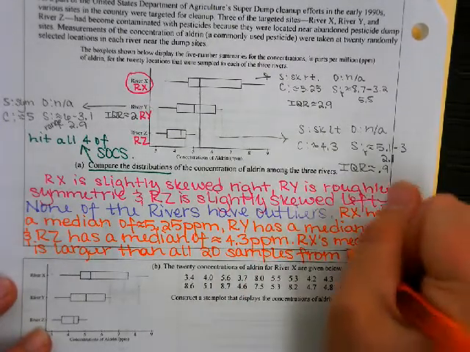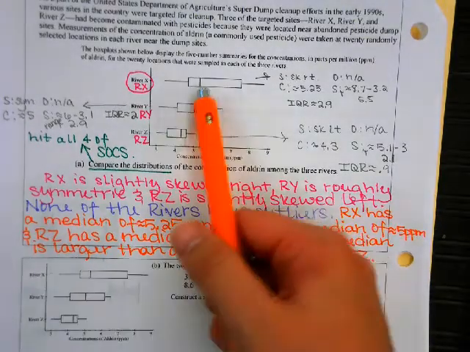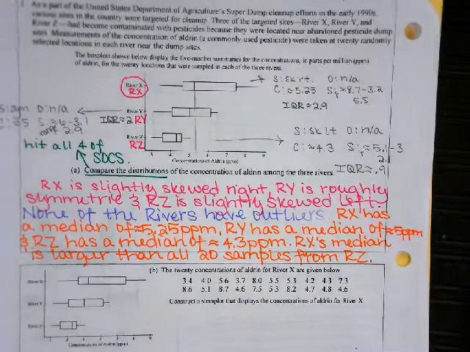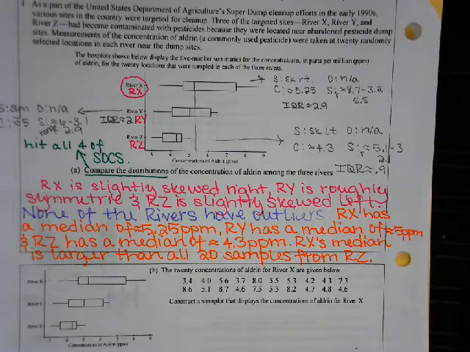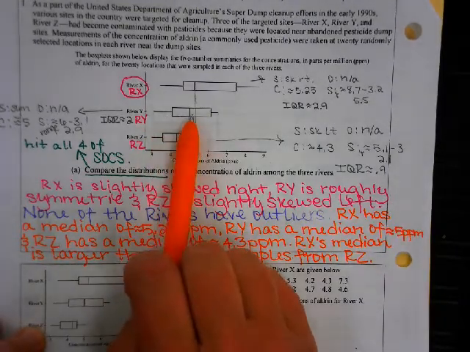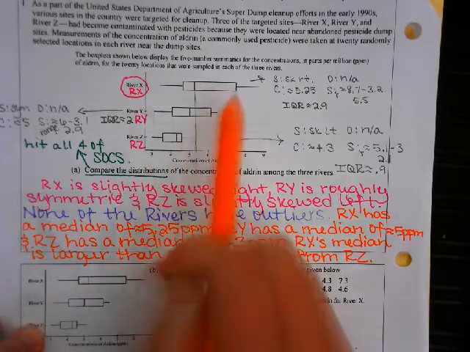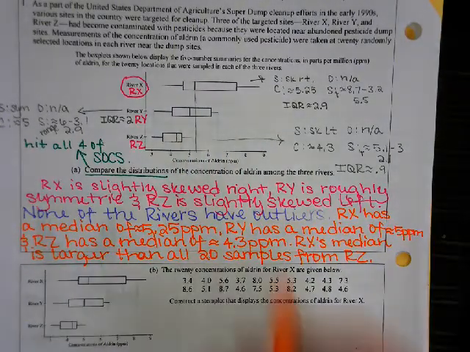And the median of River X is larger than what percent of River Y samples? Remember we talked about the quartiles. Box plots break it into 4 equal parts: 25%, 25%, 25%, and 25%. So we can say that the median of River X is greater than 50% of the samples taken from River Y.